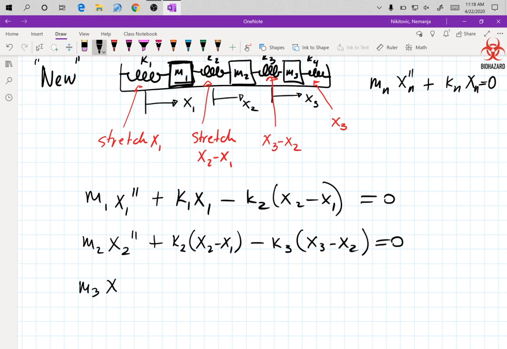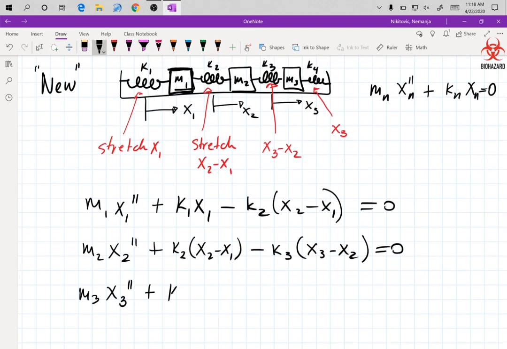Mass 3 x3 double prime plus, again, no x prime term because we have no dashpot. We could have put a dashpot there instead of k4, right? So that equation would have a c in it. We didn't. Now, again, k's go here. So k3 and k4 would go in there. What do I have? I have k3, which is x3 minus x2.